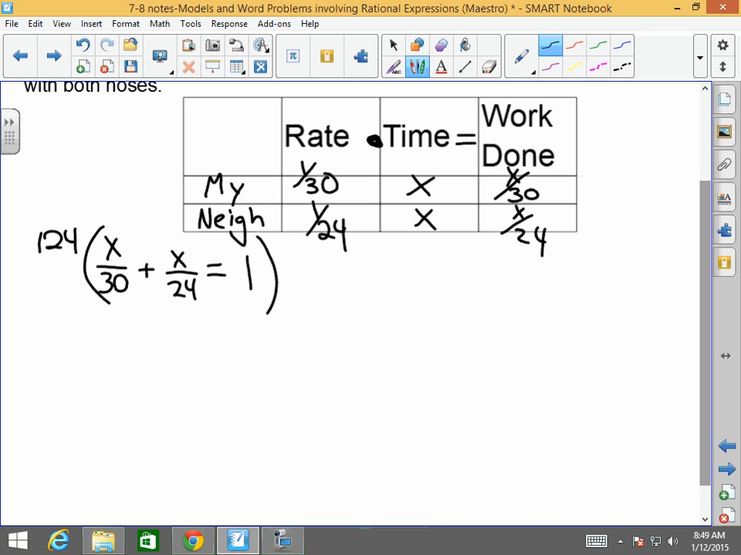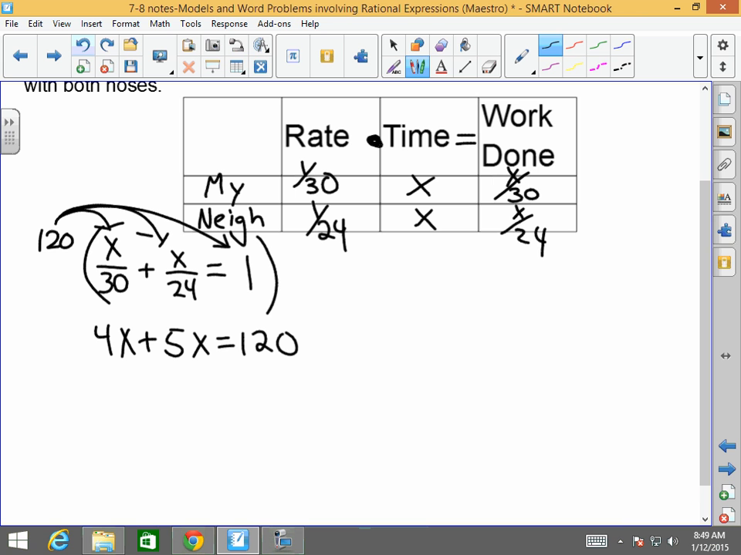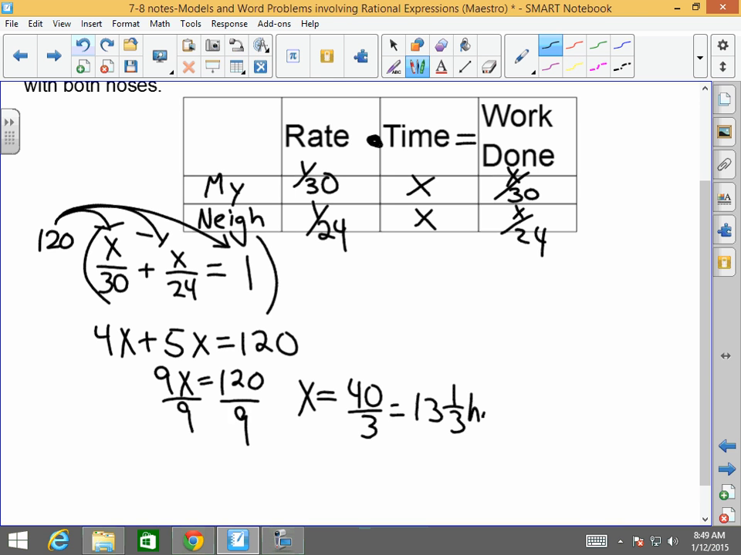Excellent, son. Why did I put 124? I don't know. So I'm going to distribute to everything here. I'm going to have 4x plus 5x equals 120. 9x equals 120, divided by 9. x equals 40 over 3, which equals 13 1/3 hours. So using both hoses together, I get the complete job done in 13 1/3 hours.